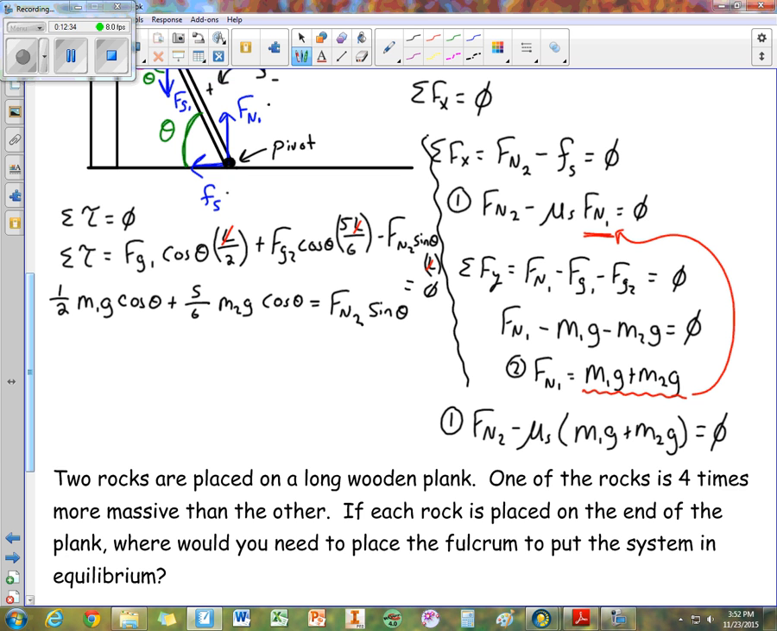Well, if you think about it, I want to calculate theta, so I have everything I need except for the normal force, Fn2. I have no idea what that is until I look at my equation 1. If I look at my equation 1, I think it becomes very clear that Fn2 will be that mu times m1g plus m2g. So let's go ahead and plug that in.